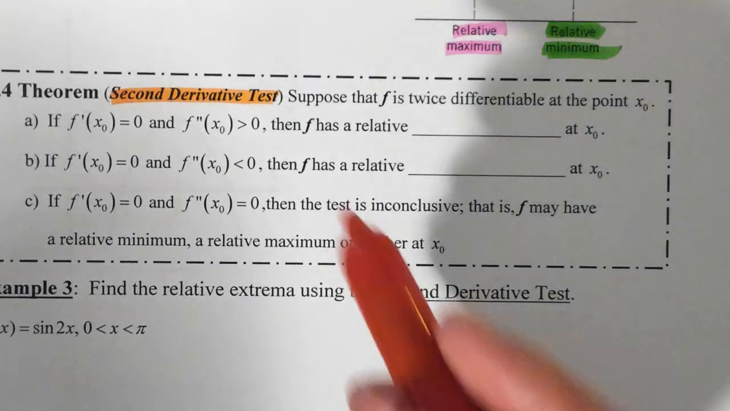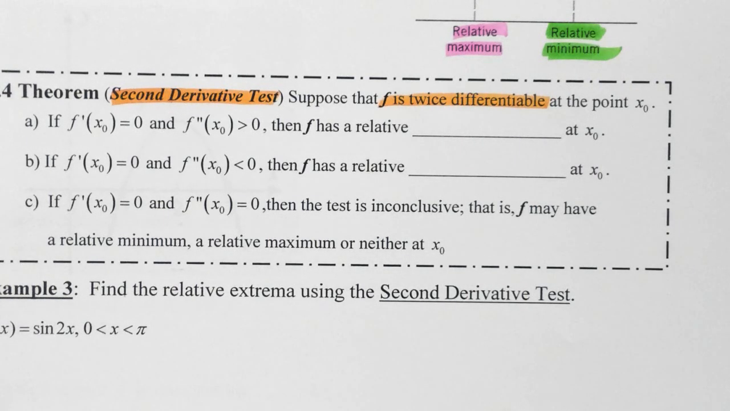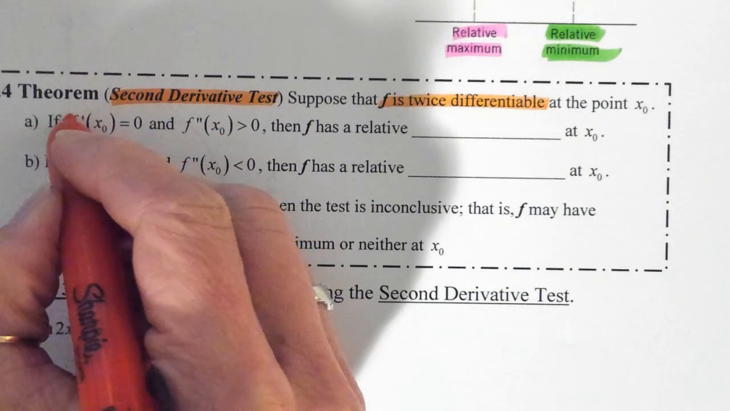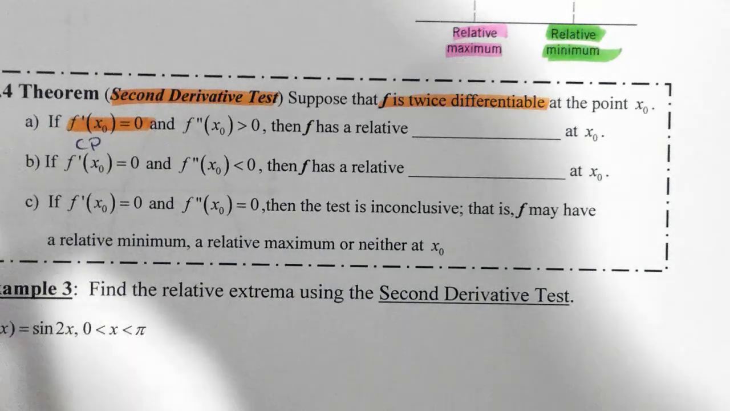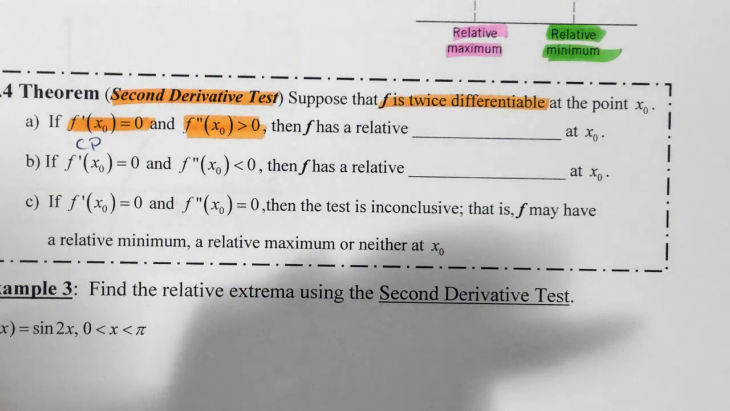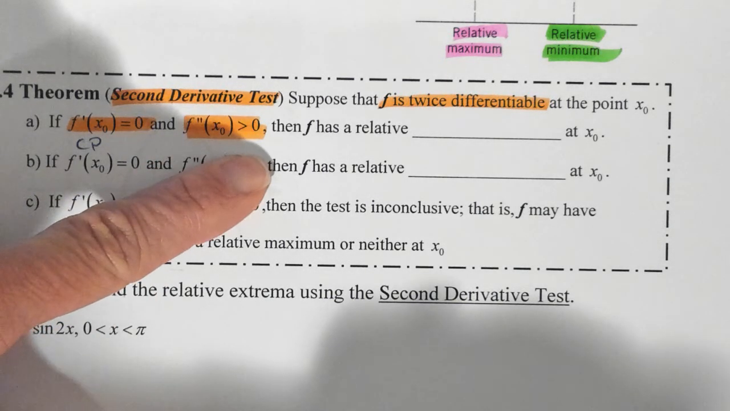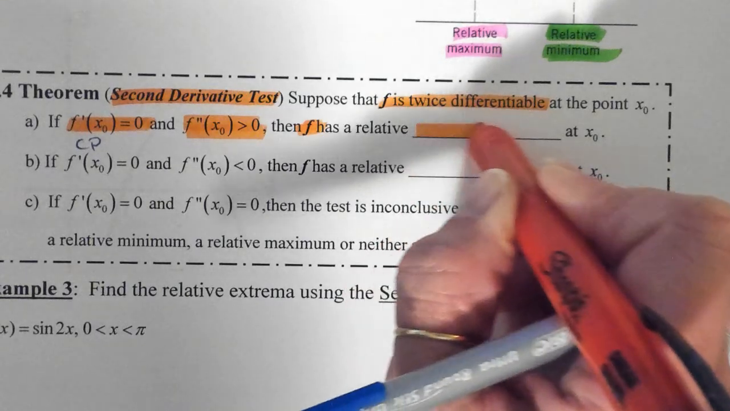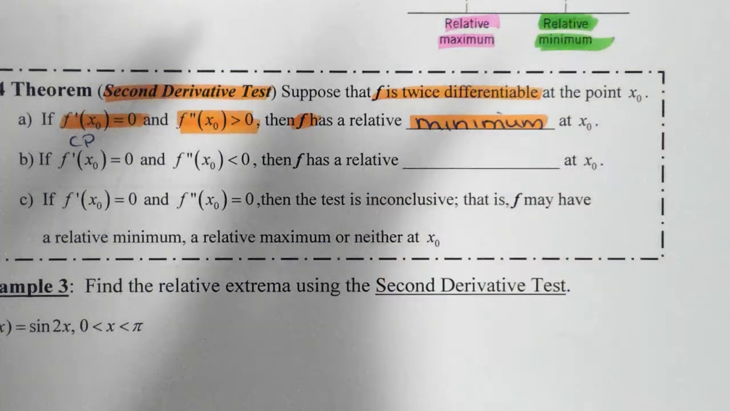It might be undefined. So here it says, suppose that f is a twice differentiable function at the given point x sub 0. So you have to know that. If the first derivative is set equal to 0, meaning you find critical points from the first derivative, and you plug into the second derivative, so we're using critical points from the first derivative and plugging into the second derivative, and we get a positive value, then f has a relative minimum at x sub 0.